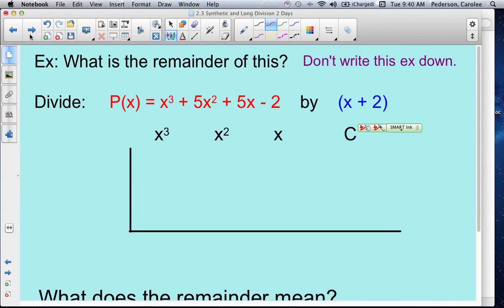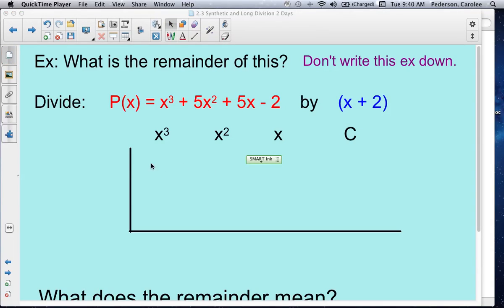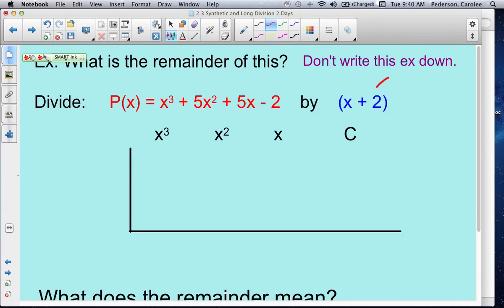Next example, don't write down. You'll just watch and help me. So we're going to use synthetic division to divide this polynomial. So what is going to be my k of this polynomial? Yep. You always take the opposite of this. So my k is -2 that I'm dividing out.